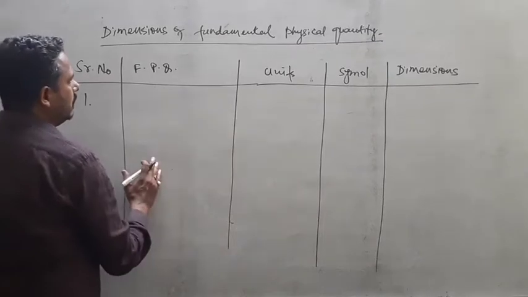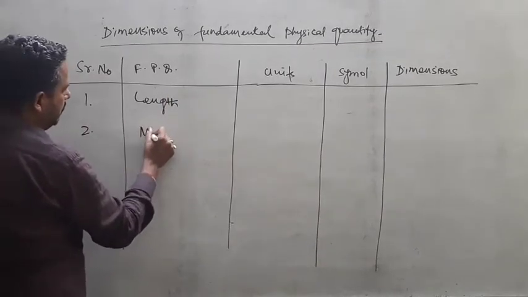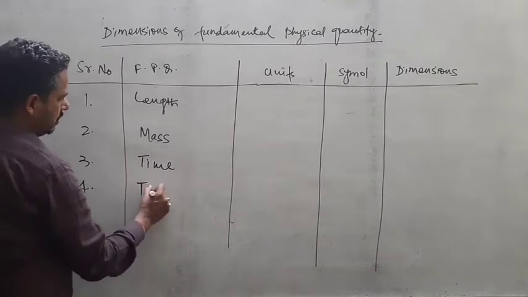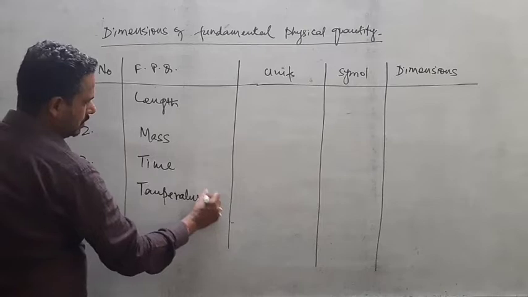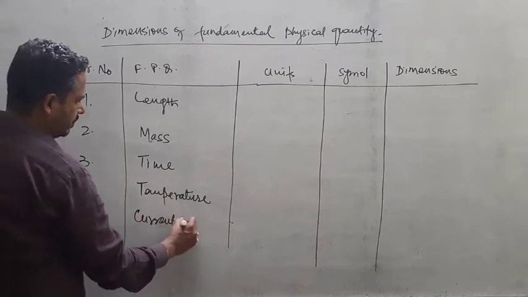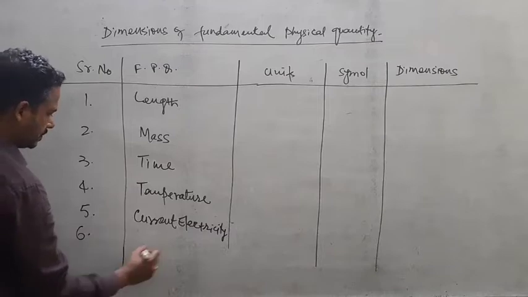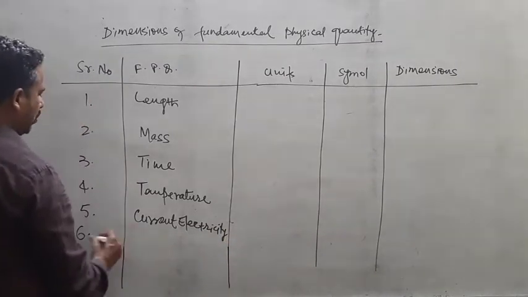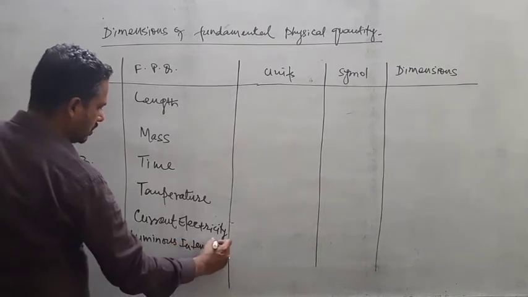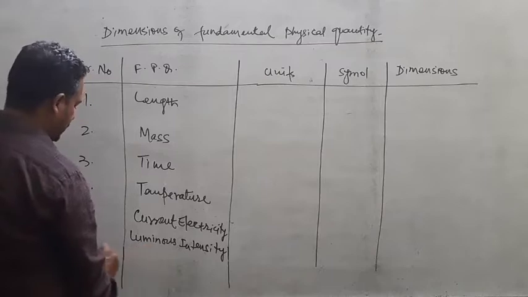So you know you have 7 fundamental physical quantities: the first is length, the second is mass, the third is time, the fourth is temperature, the fifth is current electricity, the sixth is luminous intensity, and the last, the 7th, is amount of substance.